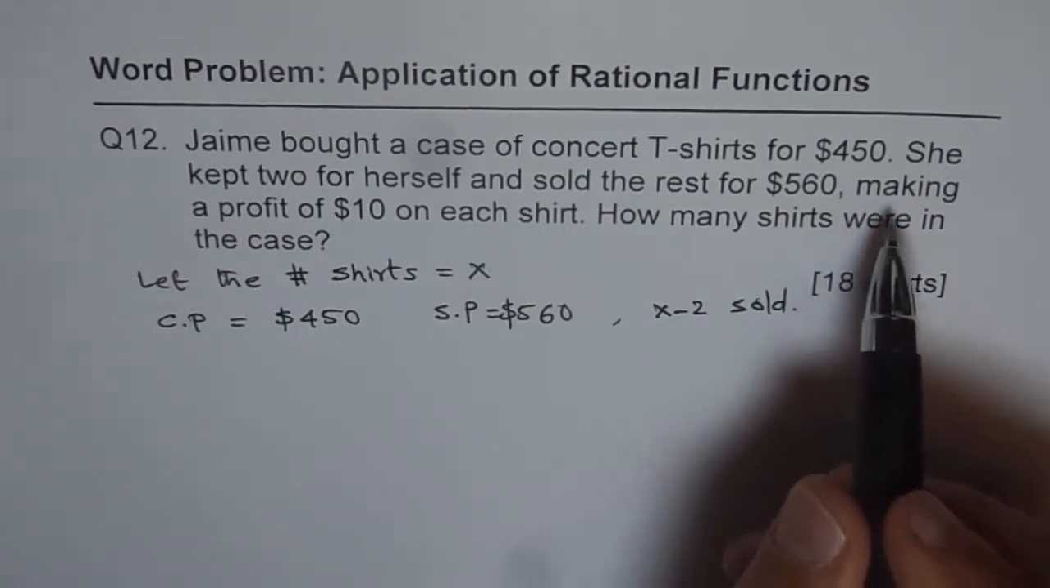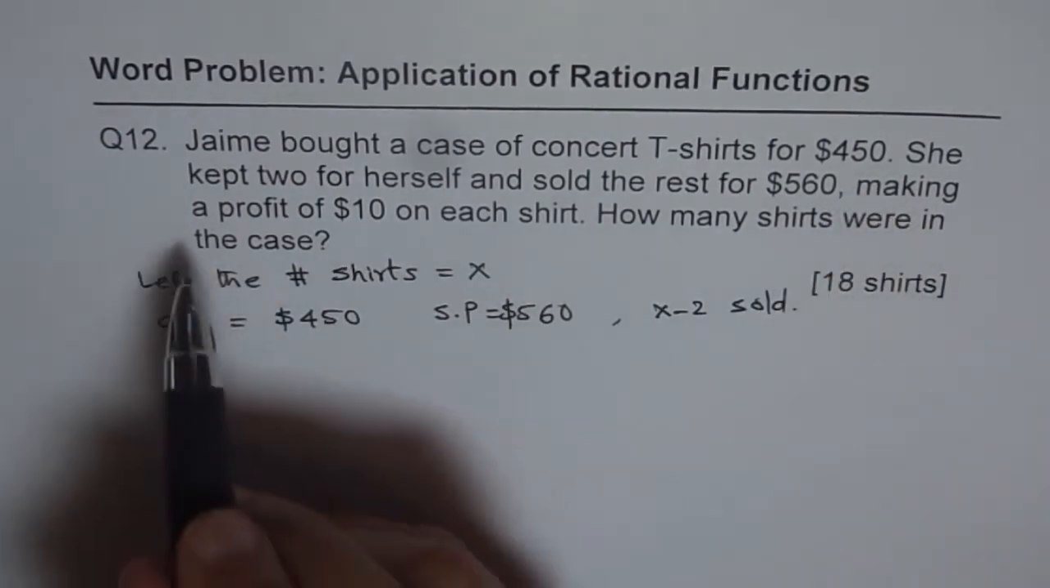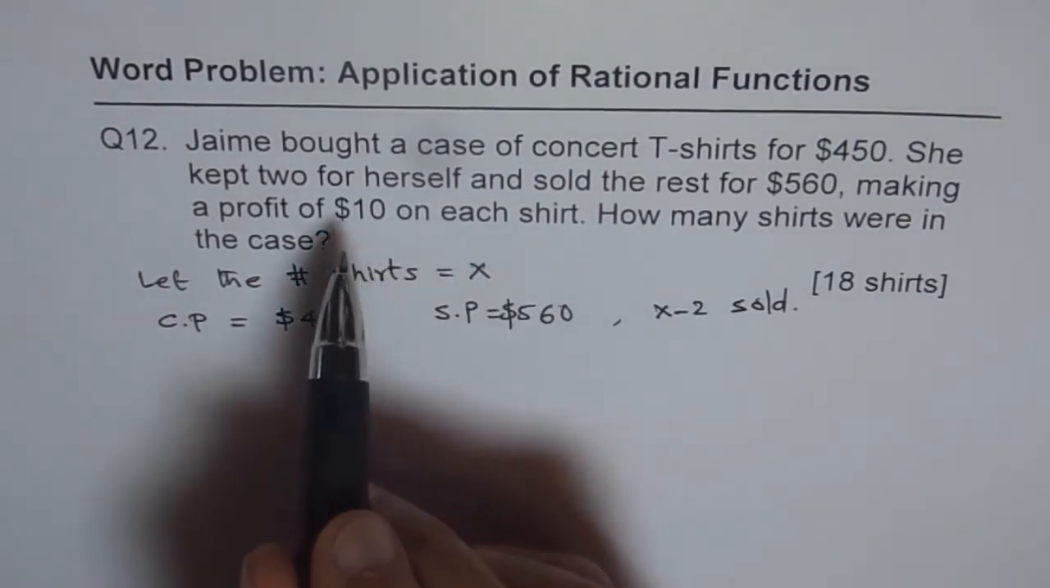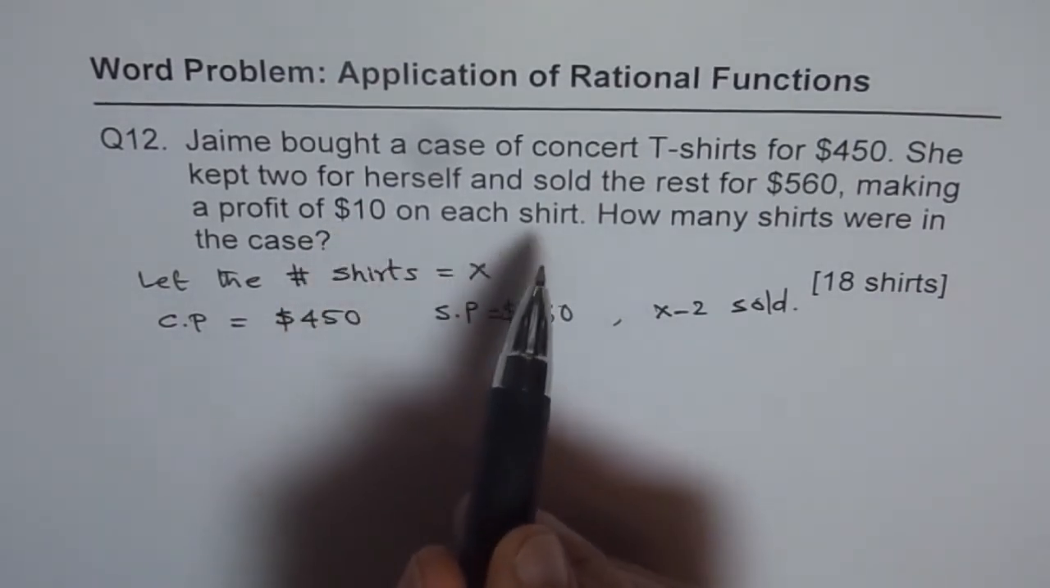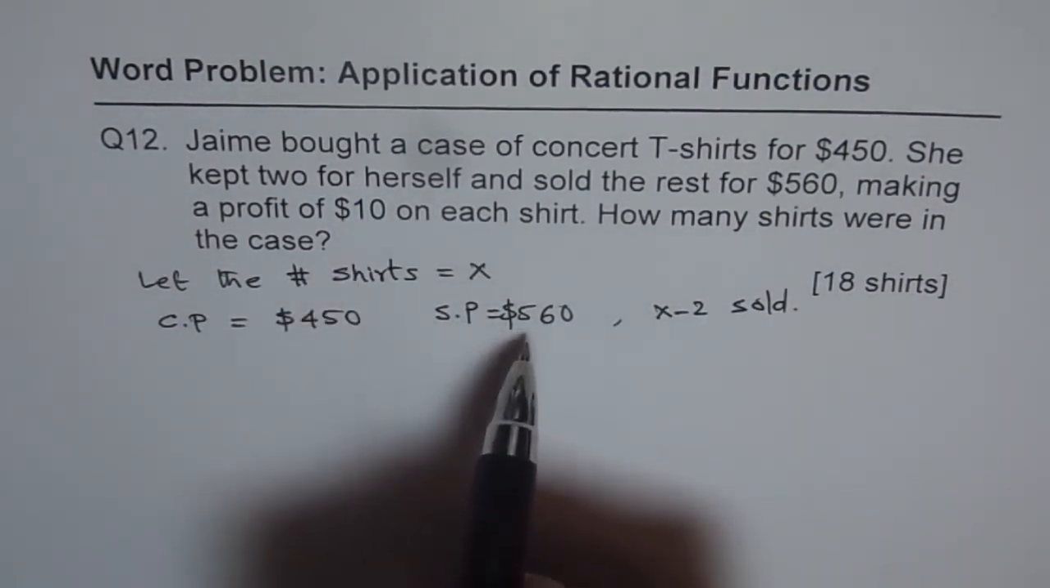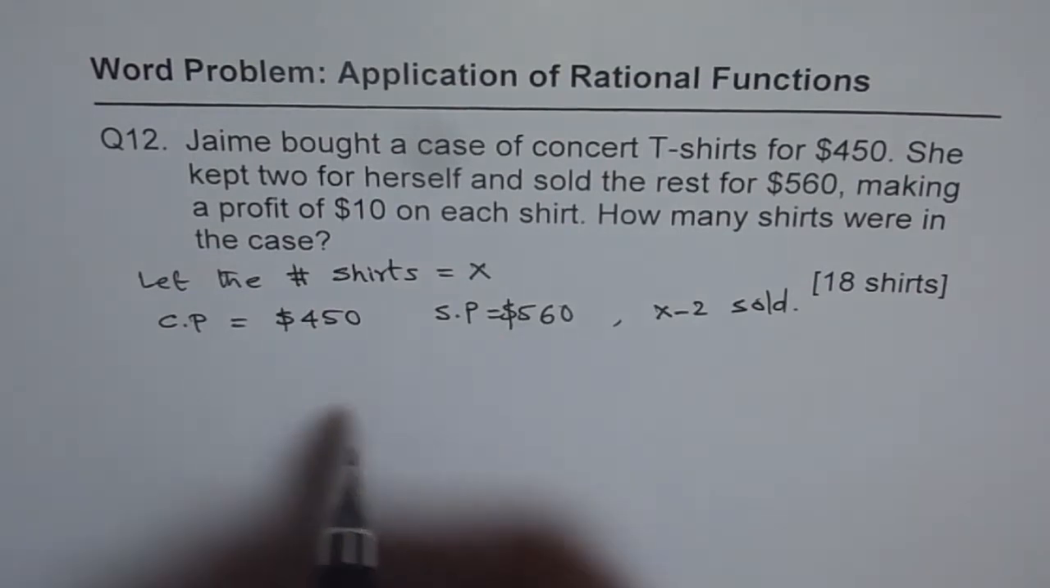And the second last statement is making a profit of $10 on each shirt. Now, a profit of $10 on each shirt means that the cost price of each shirt was $10 less than the selling price of each shirt, right? So the difference of the two.